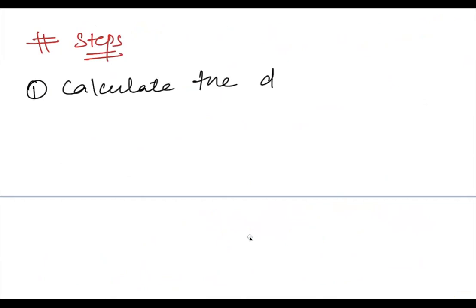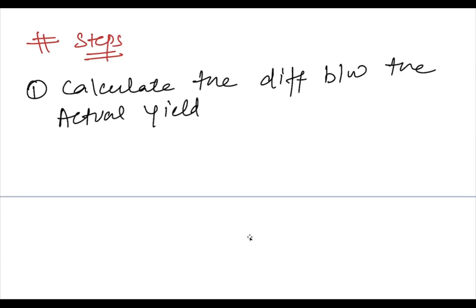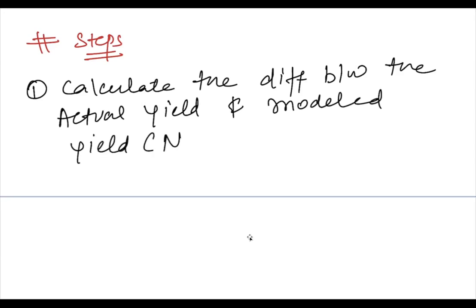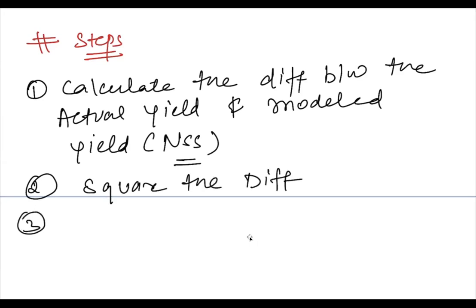So let me write the steps again, so that you guys can remember them. The first thing is calculate the difference between the actual yield and model yield. How do you calculate the model yield? Using the NSS model. So the first thing is calculate the difference. Then the second step is square the difference. The third step is sum the square differences.